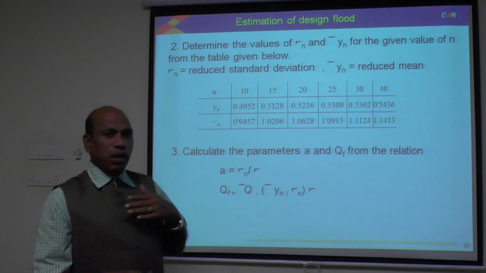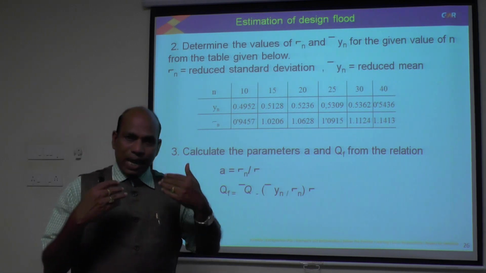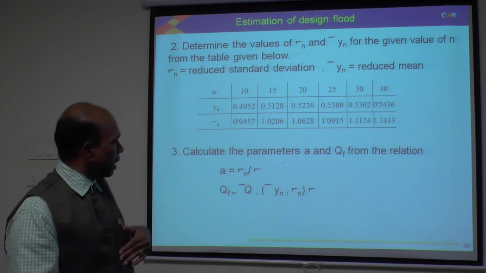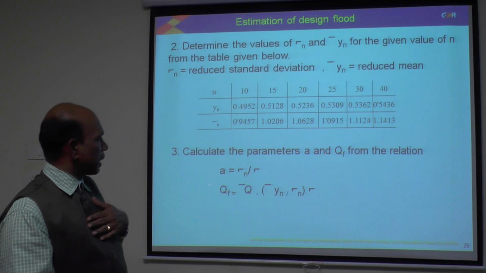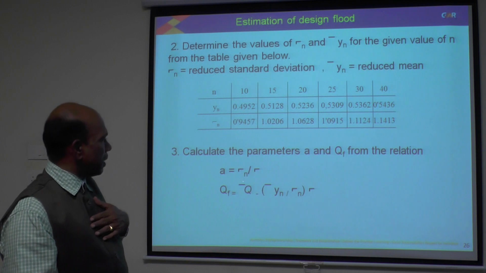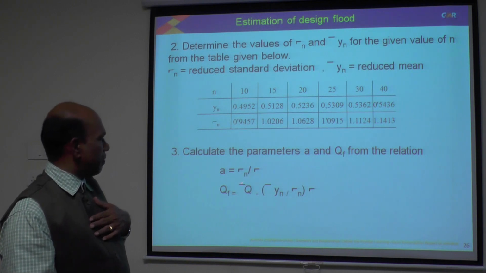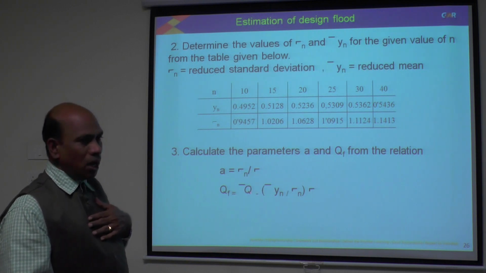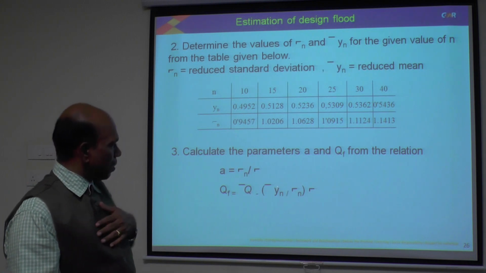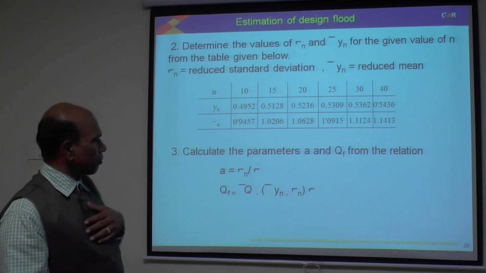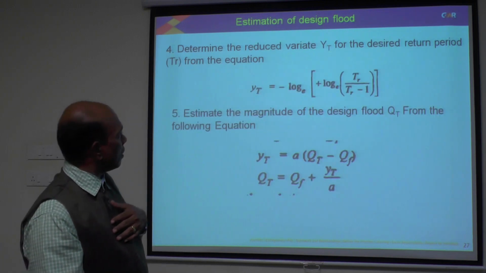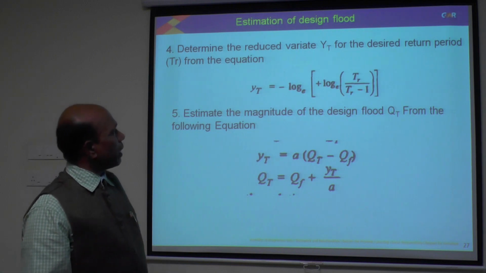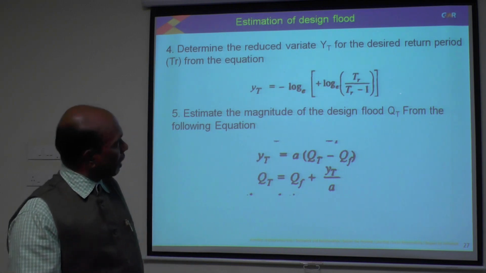Once we know the reduced mean and reduced standard deviation, we calculate the parameters a and QF, which depend upon the catchment characteristics. Here a is equal to the reduced standard deviation divided by the standard deviation, and QF is the Q mean, already determined earlier, minus the reduced mean divided by the reduced standard deviation times the standard deviation. Then we are going to determine the variate YT. This is the formula given directly.